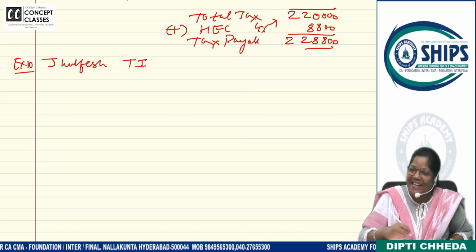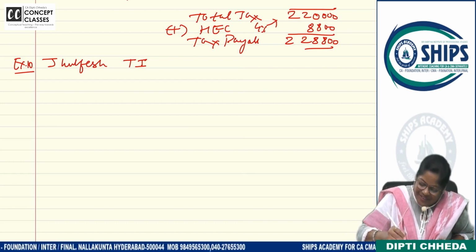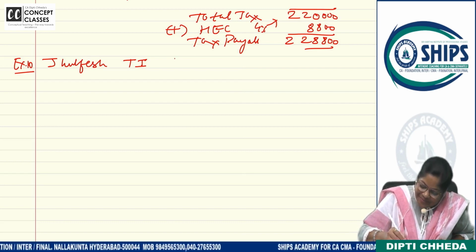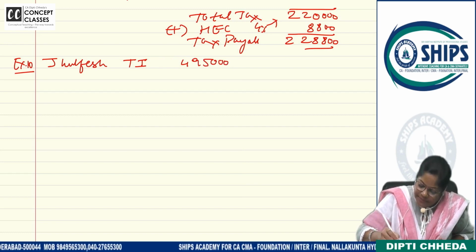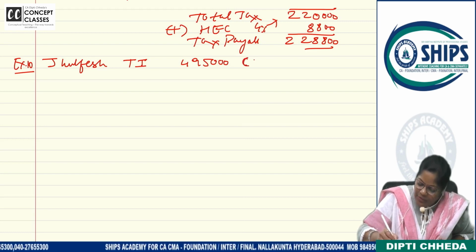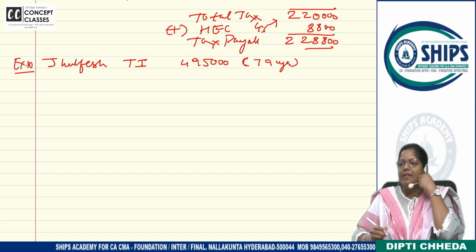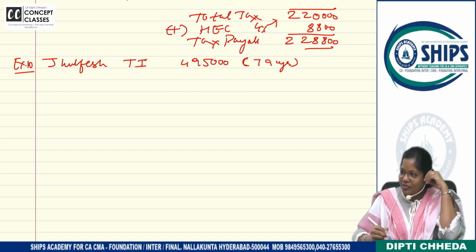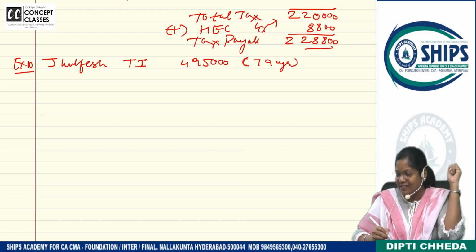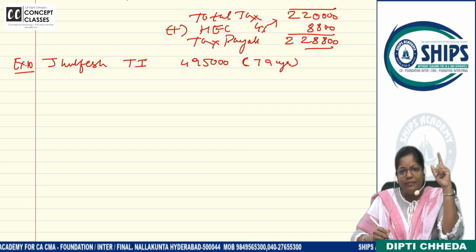जब तक नाम चलते रहेंगे विल डू प्रॉब्लम्स. चलो राइट डाउन. टोटल इनकम इज 4,95,000 and age I am giving you is 79 years. Now it's a beautiful twist. Do it. Do it on your own.